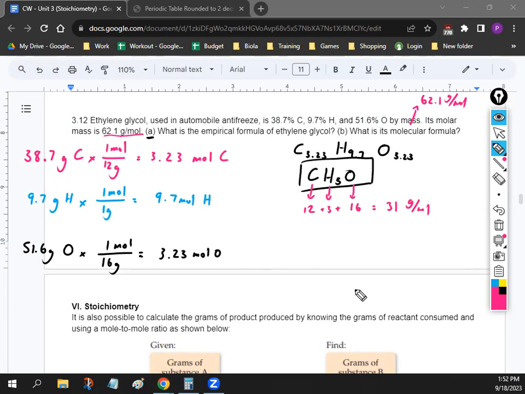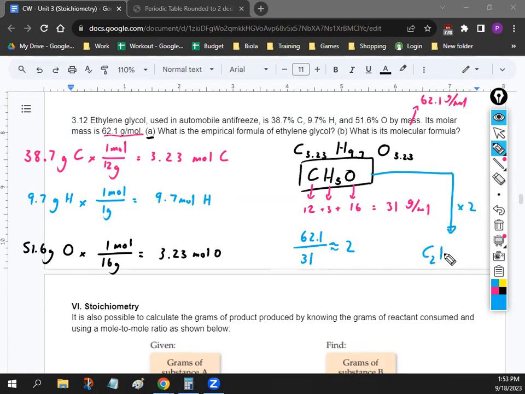So far, so good? Okay. All right, so we're going to plug it into that formula we just talked about. We're going to take the real molar mass, 62.1. We're going to take the empirical formula molar mass, which is 31. And that's going to give you an answer of basically 2. So from there, we're just going to multiply the empirical formula by 2.